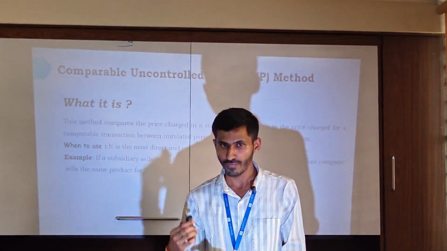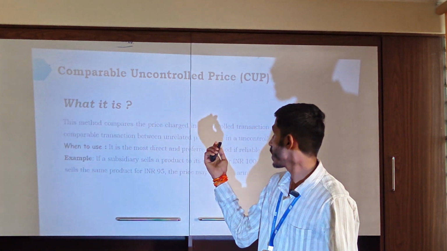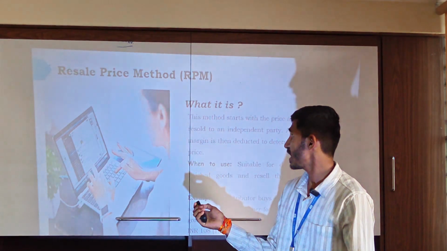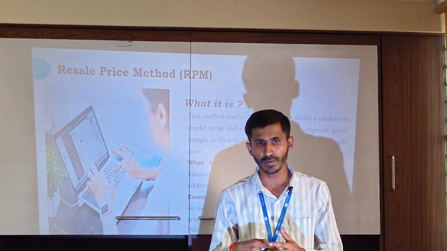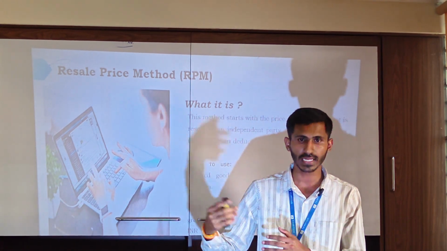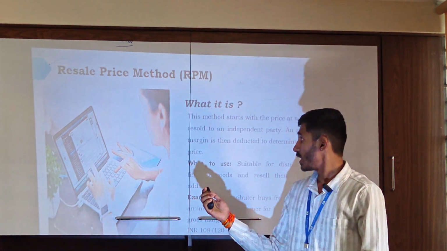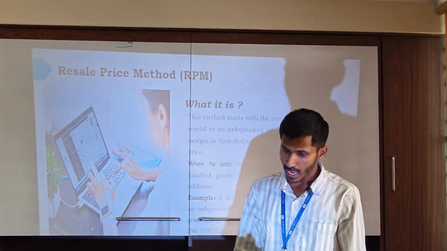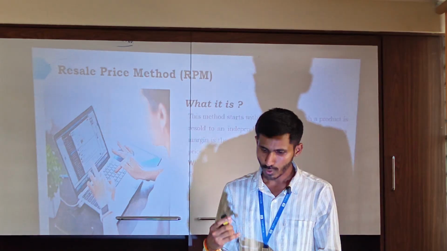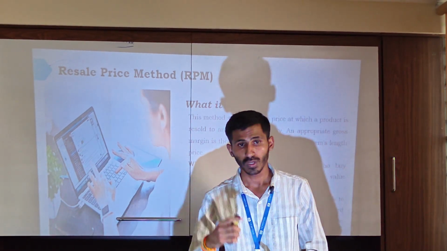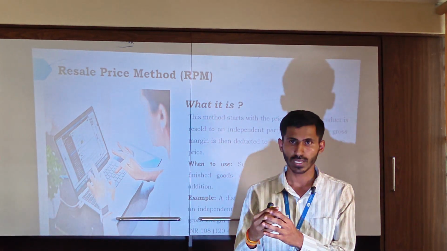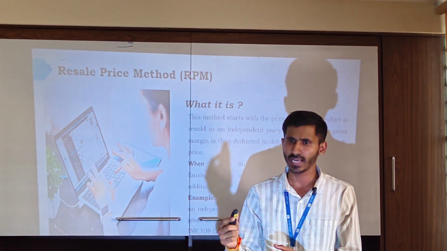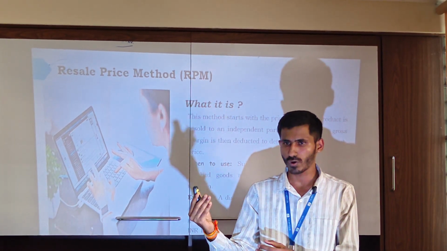So now we have got the idea of the first method, the comparable uncontrolled price method, and we have seen an example. Next method, the resale price method. This method is suitable where there is buying of finished goods and reselling them. So we shall look at the definition. This method starts with the price at which the product is resold to an independent party. An appropriate gross profit is deducted to determine the arm length price. It will be suitable where there is buying of finished goods and reselling them, and there is approximately the same gross profit margin.